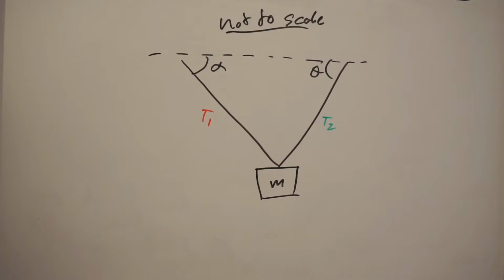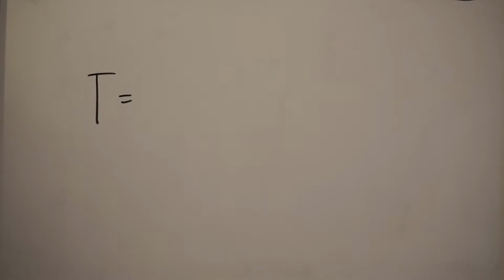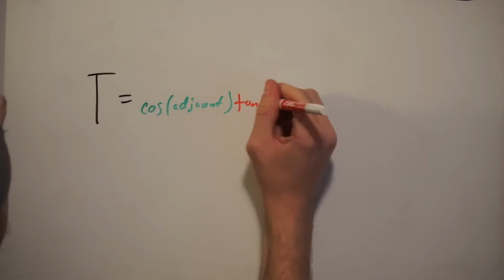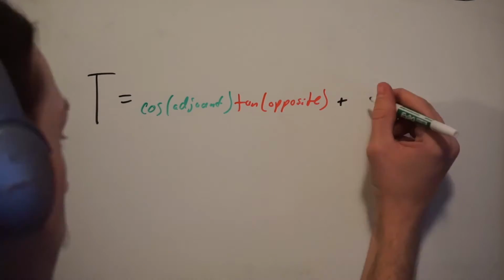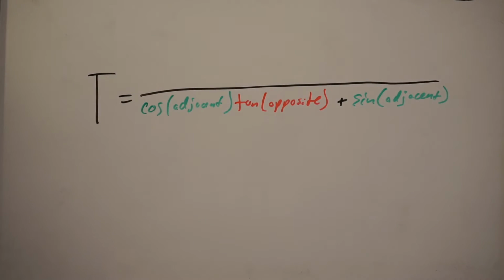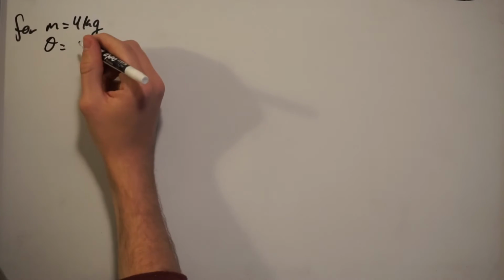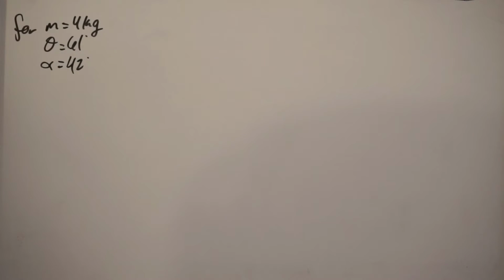So you can rewrite this as tension equals the weight force divided by the cosine of the adjacent angle times the tangent of the opposite angle plus the sine of the adjacent angle. Now, I know that's a little confusing, so I'm going to show you this in action. You could solve the system normally through substitution, but personally, I like this equation better. I'm totally not biased because I made it up. Let's say alpha is 42 degrees and theta is 61. Just two random angles.